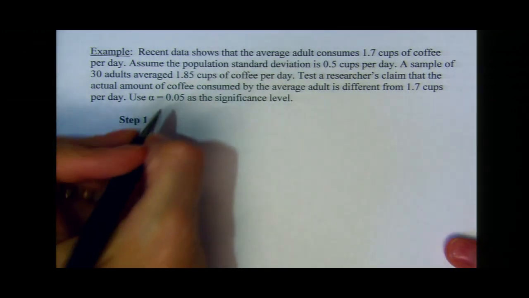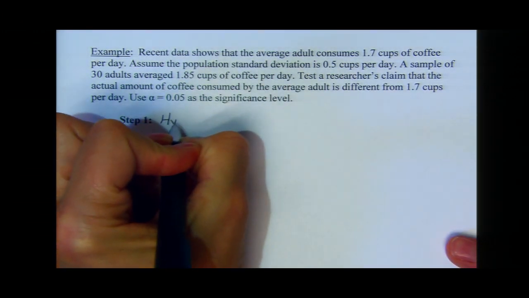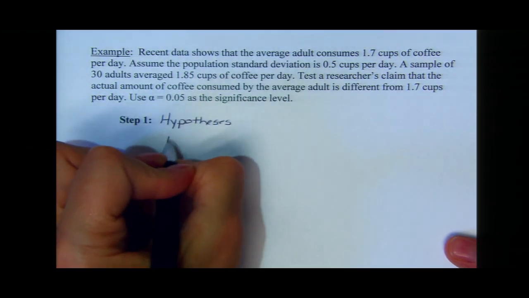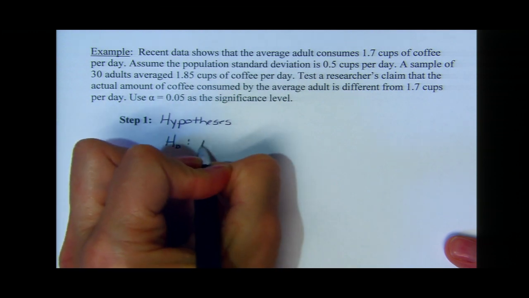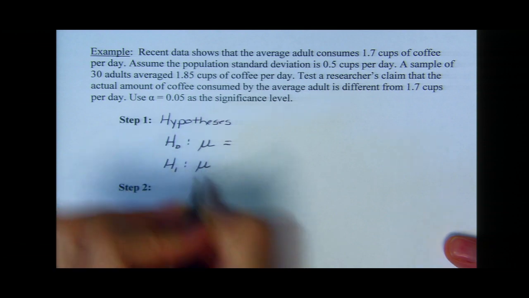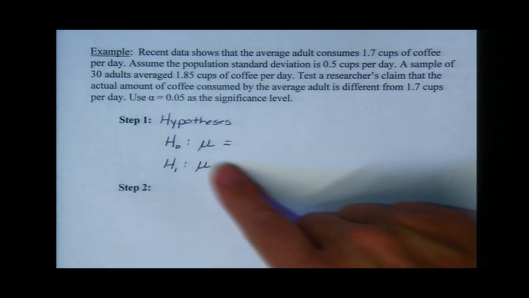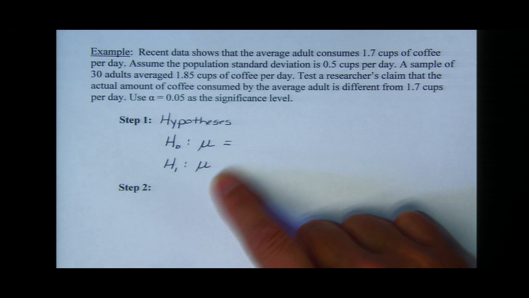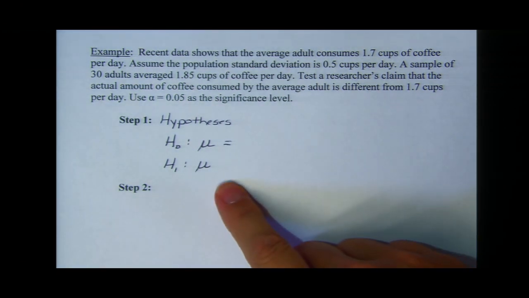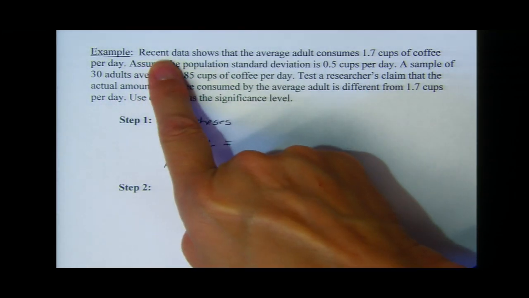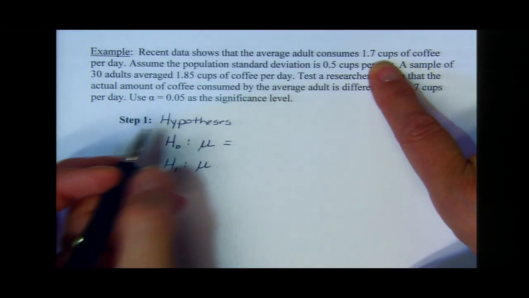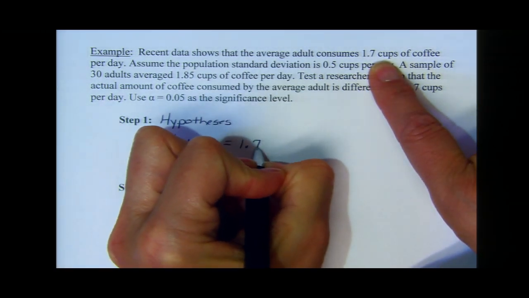Okay, so step one is our hypotheses, which we know is the null, mu is equal to some number, and the alternate, and that will be an inequality. So I've got to come up here and see what the population average is, and then if I think it's less than, greater than, or not equal to. So to find the number, it says recent data shows that the average adult consumes 1.7 cups. So this would be 1.7.